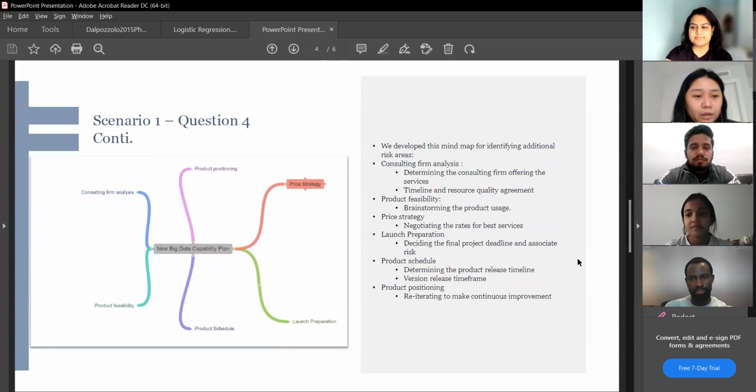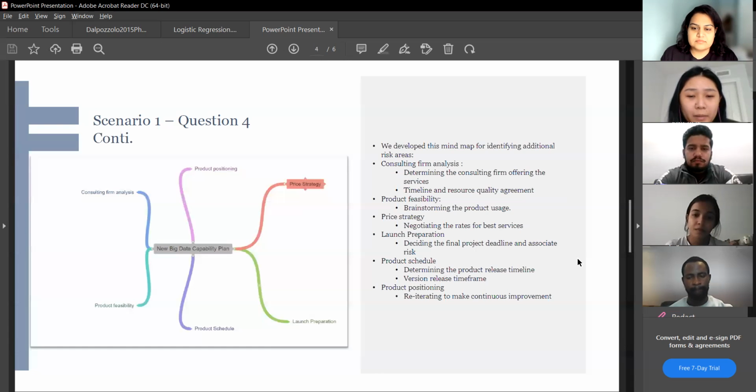So I will explain the continuation from the previous slide. As you can see, it is the fish diagram. We developed this mind map to identify additional risk areas. The first one is consulting firm analysis. By this, we are determining the consulting firm offering the services, and then the timeline and resources, quality management.